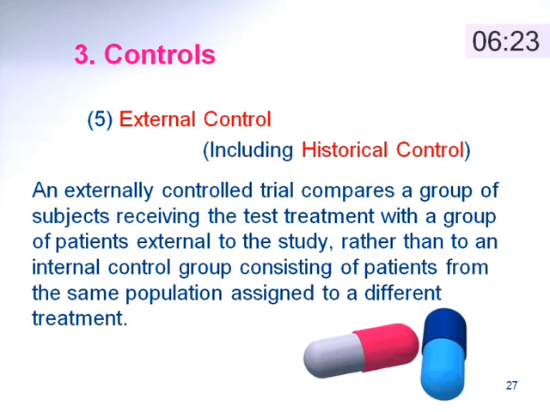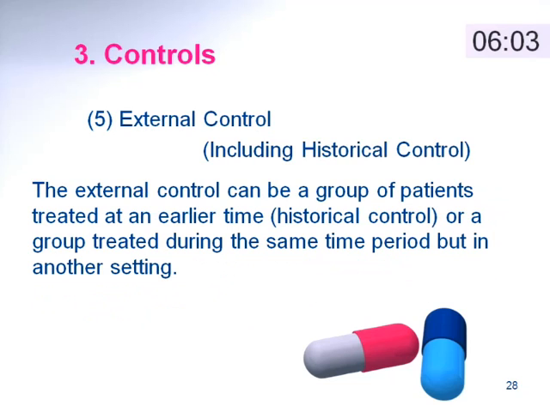Next one is external control. An externally controlled trial compares a group of subjects receiving the test treatment with a group of patients external to the study, rather than an internal control group consisting of patients from the same population assigned to a different treatment. External control can be a group of patients treated at an earlier time, which is called historical control, or a group treated during the same period of time, but in another setting.